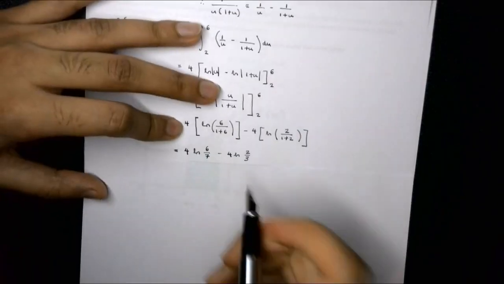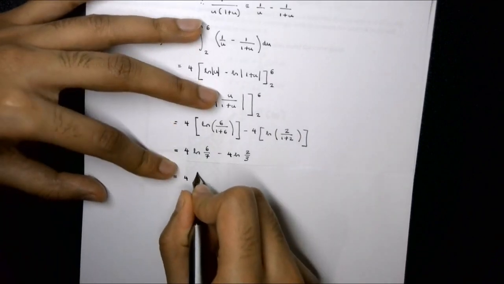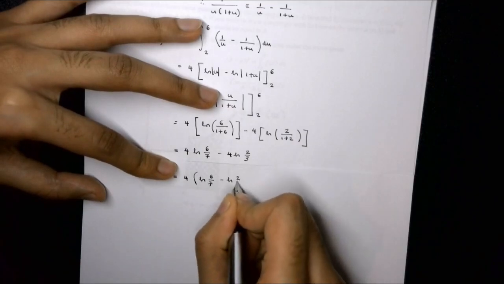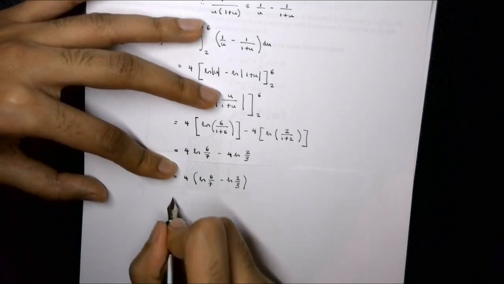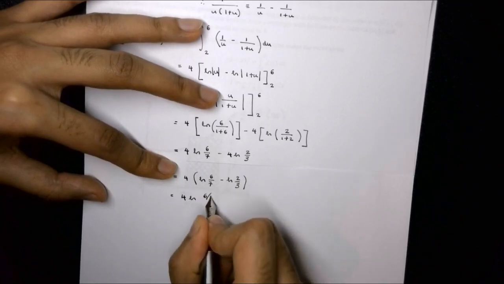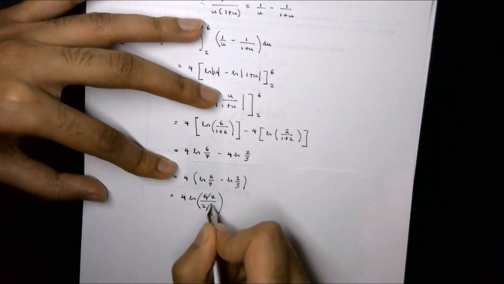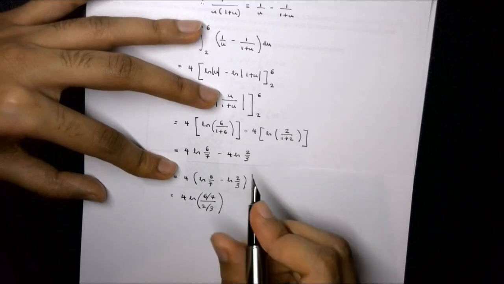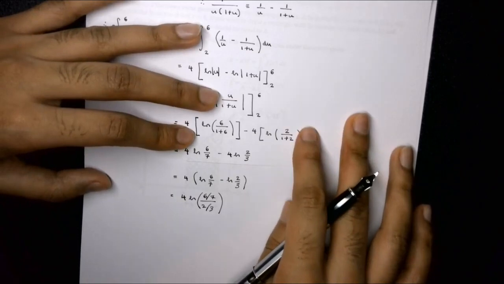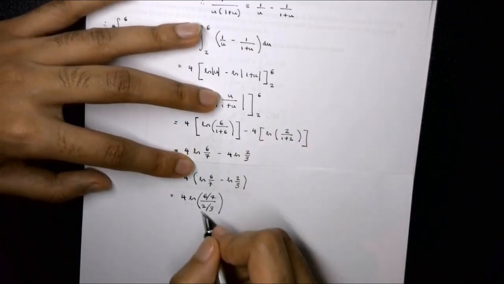So if we factorize out the 4, we've got 4 lots of the natural log of 6 over 7 minus the natural log of 2/3. So here we've got 4 times the natural log of 6 over 7 over 2/3. So our job is to tidy all this up, and if we tidy all this up, hopefully here you can see we end up with 9 over 7.